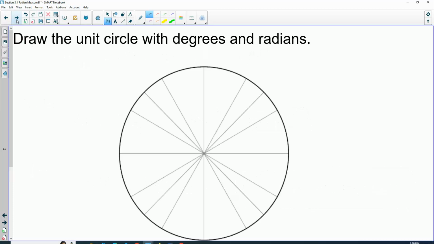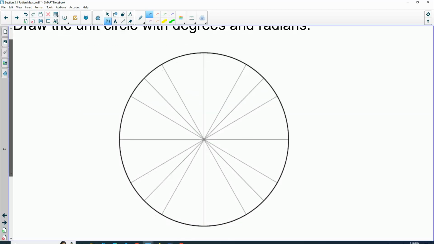So, if we are going to have radians, we need to be comfortable with both radians and degrees, and for the common angles. So we are going to start what's called a unit circle. Now this is just the beginning. Today we're just working on the degrees and radians on it.